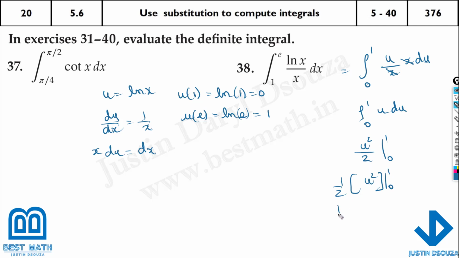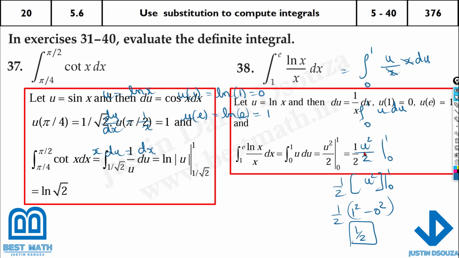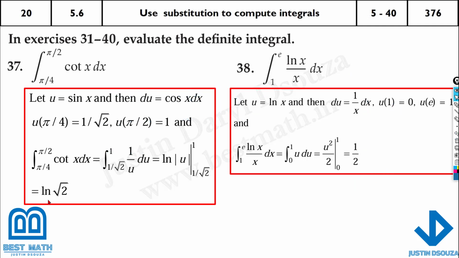This is for the u squared. Half of 1 squared minus 0 squared. The answer is 1 only over here, so it's half. So that's the answer. These are the exact steps. You can skip many steps, just in the mind, you can from here directly jump down to here as well. Half is written outside, 1 squared minus 0 squared. So you don't need to do all the steps, but if you want, you can follow that. So the answer is half for the next one. And the first one we did, it was natural logarithm root 2.